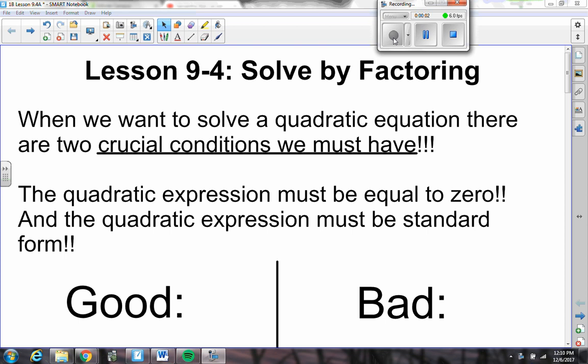All right, Algebra 1B students, welcome to part 1 of lesson 9.4. In this lesson, we're going to be talking about how to solve a quadratic equation by factoring.